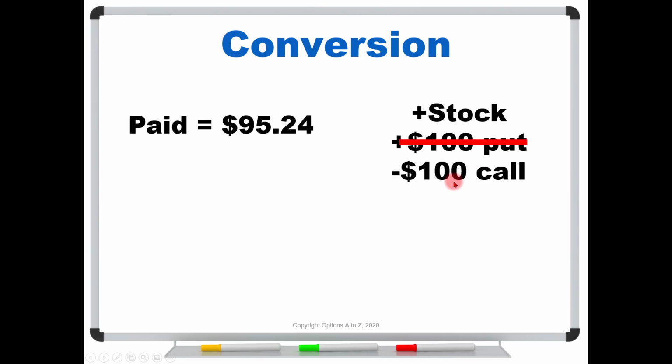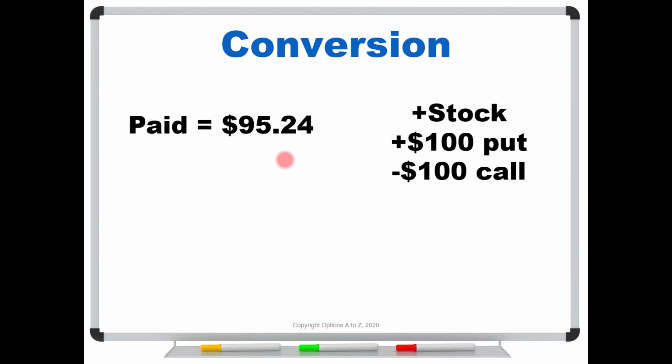In other words, the person that bought that call is going to exercise it, but you're going to receive the strike price of 100. So again, you receive 100, the shares go out of your account. That's what's going to happen when you get assigned. So once again, you paid $95.24 and you collect $100.